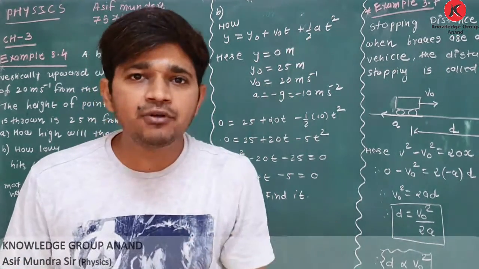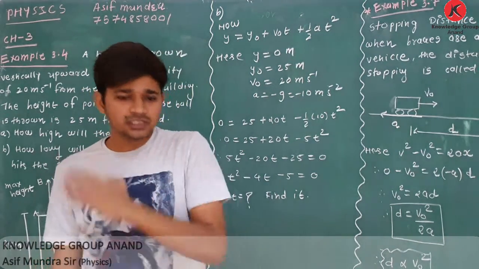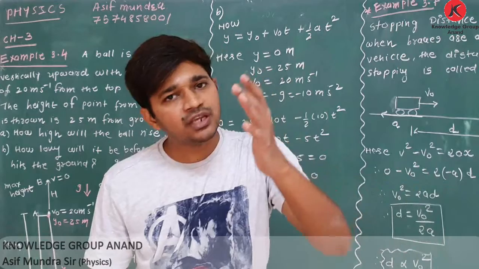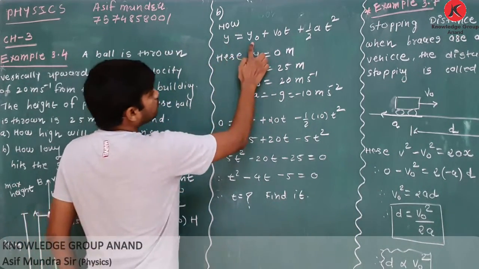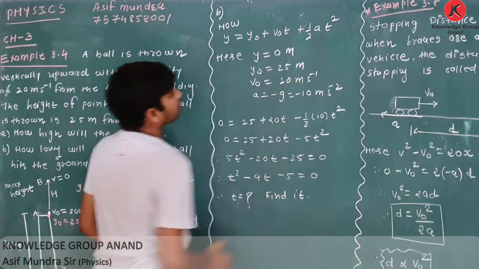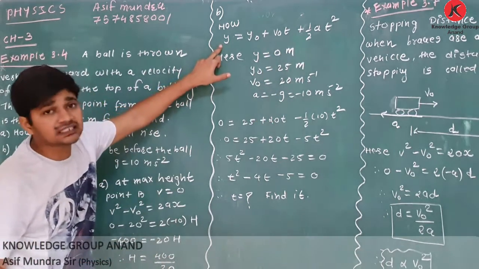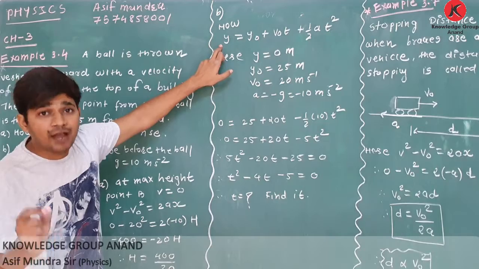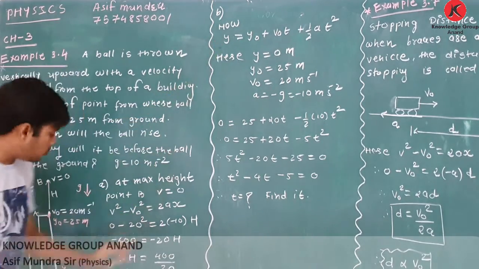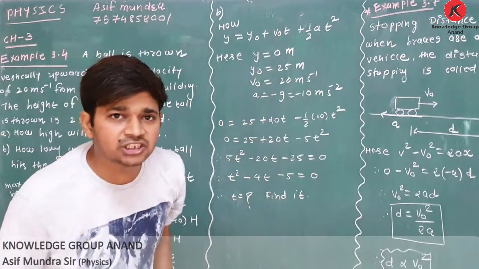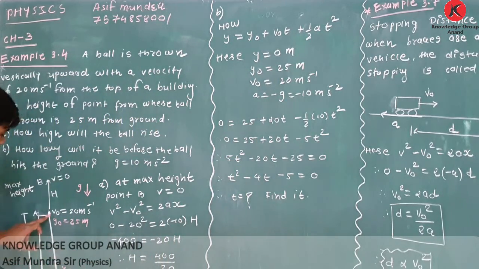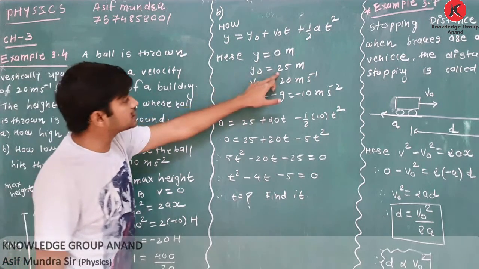Yes, we have derived the uniformly accelerated motion equations for the x-axis, but we can also apply the same equations for the y-axis. So y is equal to y0 plus v0t plus half at square, where y is the final position. The final position of the ball is the ground, so y is equal to 0. y0 is the initial position. Initially the ball is at the top of the building, at 25 meters high, and see, it is in the upward direction, so it is plus.